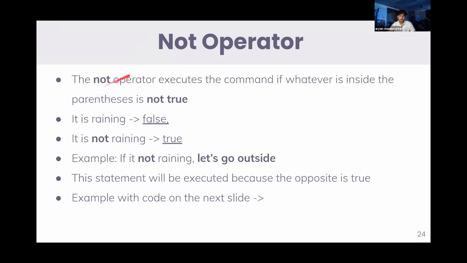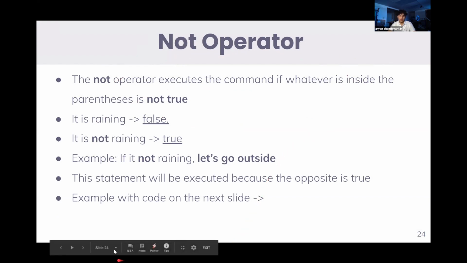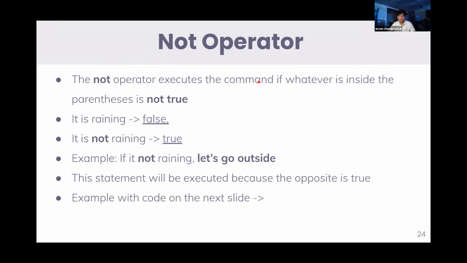Okay. So then finally we have the NOT operator. All the NOT operator does is execute the command if whatever is inside the parentheses is not true. So this basically is the opposite symbol. It's like on opposite day, you say you want to do something, but it means you don't want to do something. That's basically what the NOT operator can do. So instead of saying it is raining is false, you could say it is not raining is true.